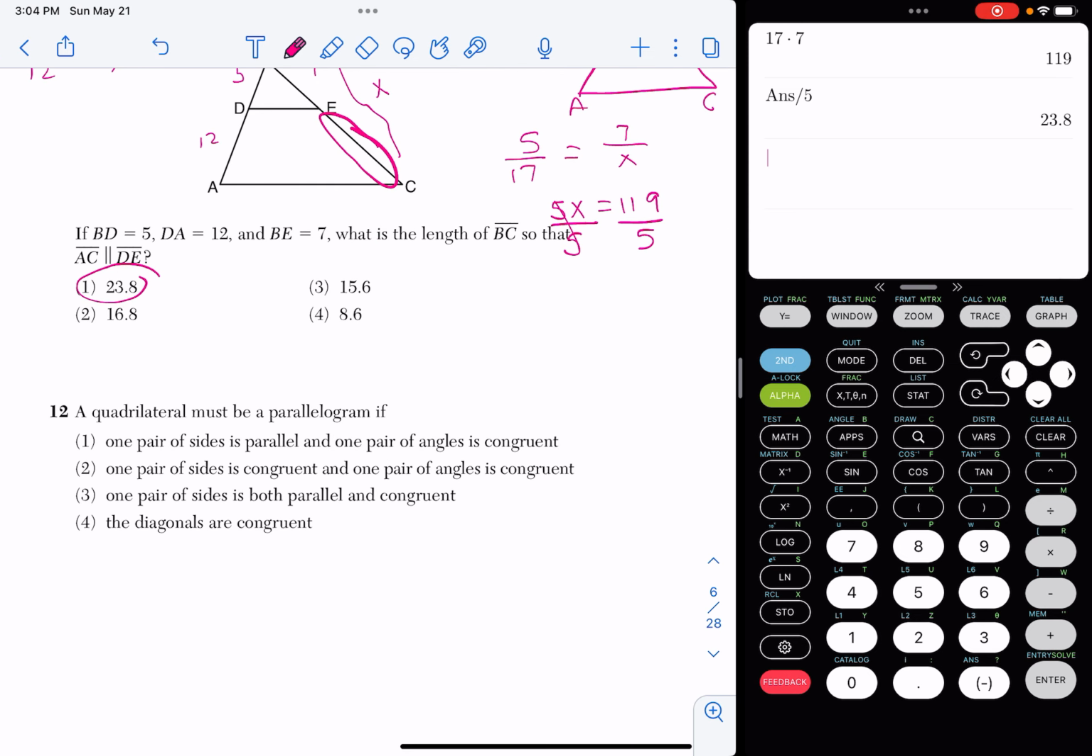Number 12 is just knowing your properties. A quadrilateral must be a parallelogram if, and we want to make sure that this means it must be a parallelogram, meaning it's not a rectangle or a rhombus or a trapezoid or any other quadrilateral. It has to be a parallelogram if one pair of sides is both parallel and congruent. This is one correct option. Another correct option could have been that both sets of sides are parallel or both sets of sides are congruent. If it's just talking about one pair of sides, though, you want that same pair of sides to be parallel and congruent to one another.